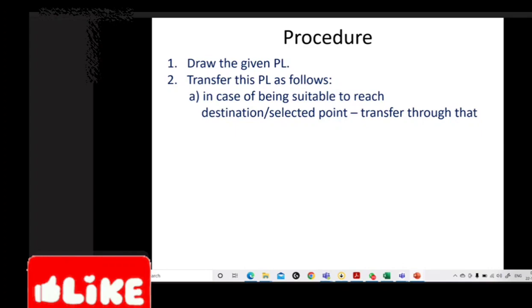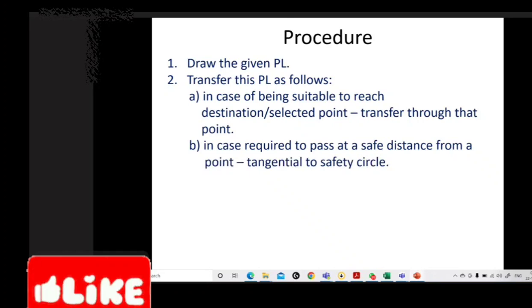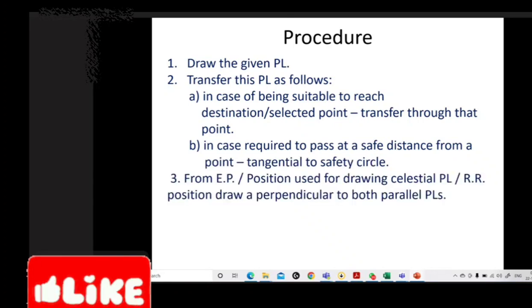The second situation could be you don't know the destination, but you want to make sure that you pass a certain danger at a safe distance. In that case, what can you do? You can draw a circle of that radius and transfer this PL tangential to that circle, right? Now, from EP or the position used for drawing the celestial PL, draw a perpendicular to both the PLs.